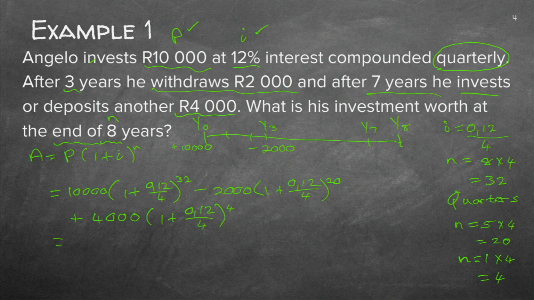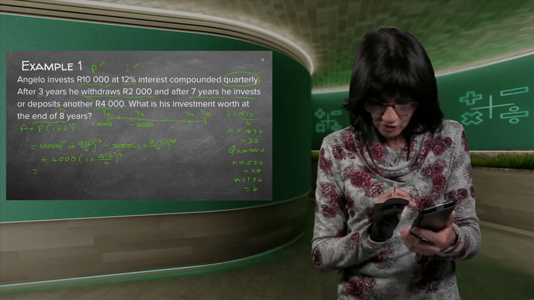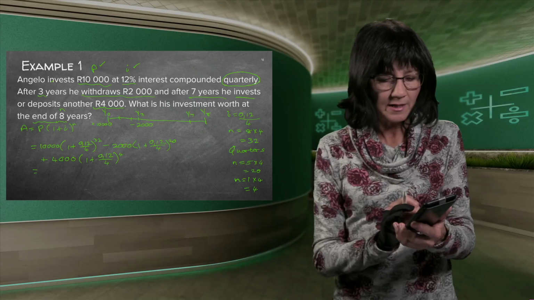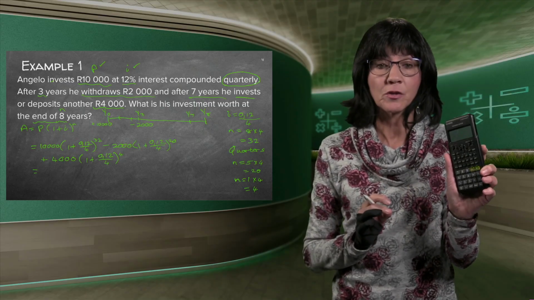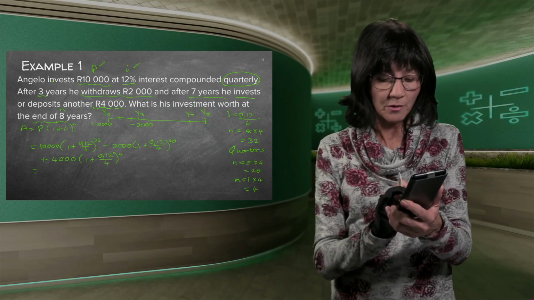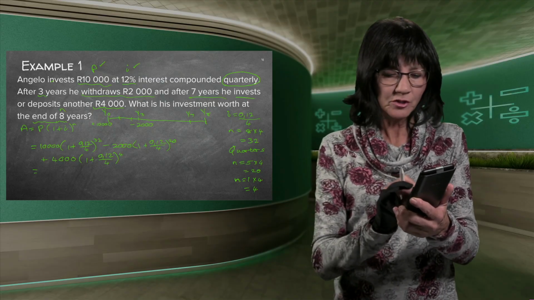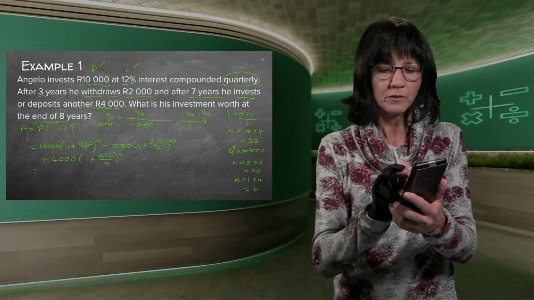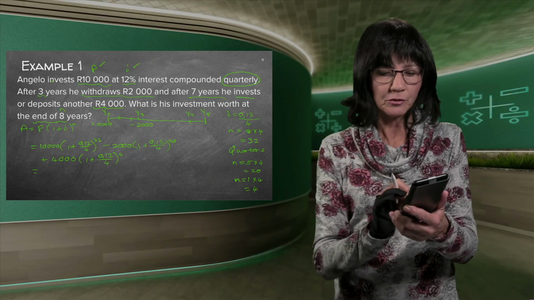Now I slot all of this into my calculator. I put everything in there. I'm going to do this one so that you see how we do it. 10,000. Make very sure that you have the right amount of zeros. Very easily we leave out 1 0. 1 plus fraction, 0.12 over 4. To the right hand side, close the bracket, to the power of 32.